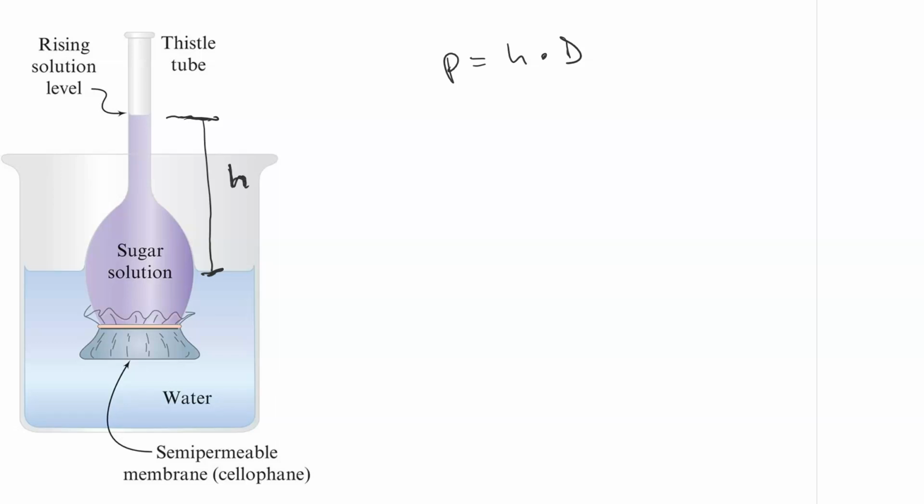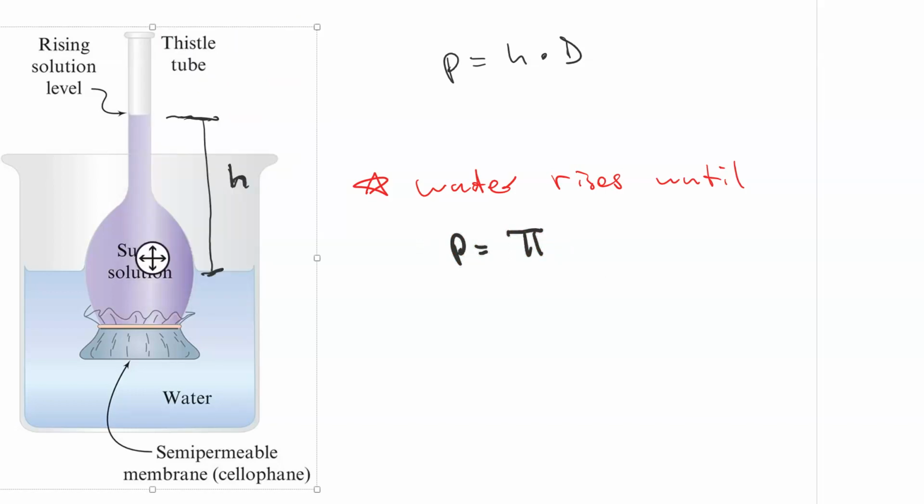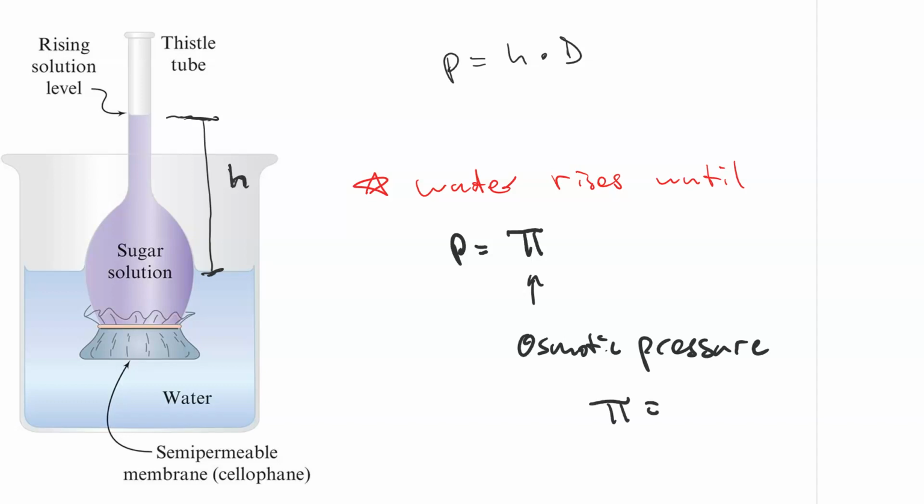So we've got this height here, we're going to call it H, right? And the principle is water rises until P equals pi. Right, where pi is the osmotic pressure. And pi equals M, that's the molarity of the solution, times R times the temperature times X.